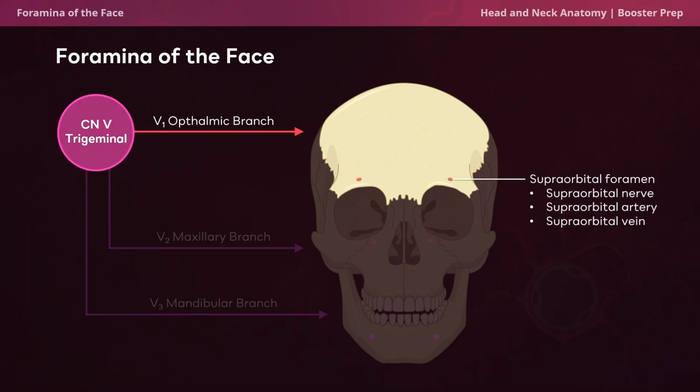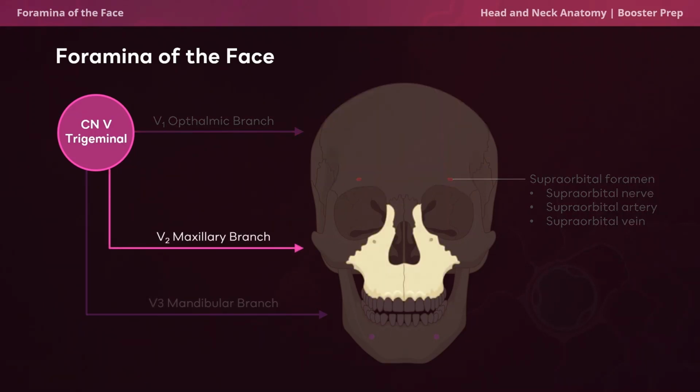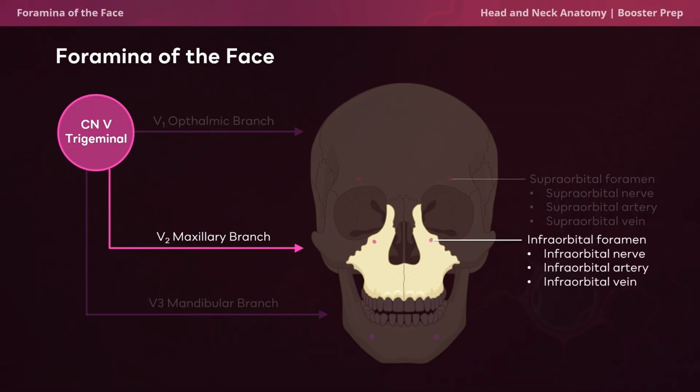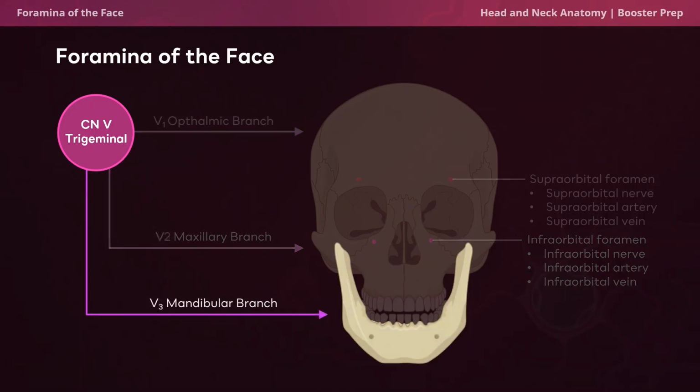The contents of the supraorbital foramen include the supraorbital nerve from cranial nerve V1 and its associated artery and vein. The infraorbital foramen is located in the maxilla right below the orbits, and its contents include the infraorbital nerve from cranial nerve V2 and its associated artery and vein. Lastly, the mental foramen is located in the mandible. Its contents include the mental nerve from cranial nerve V3 and its associated artery and vein.